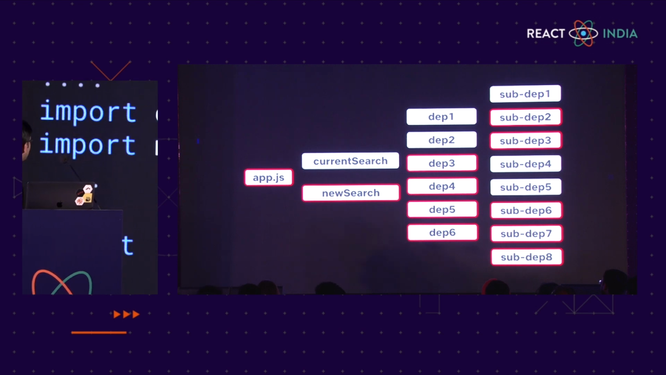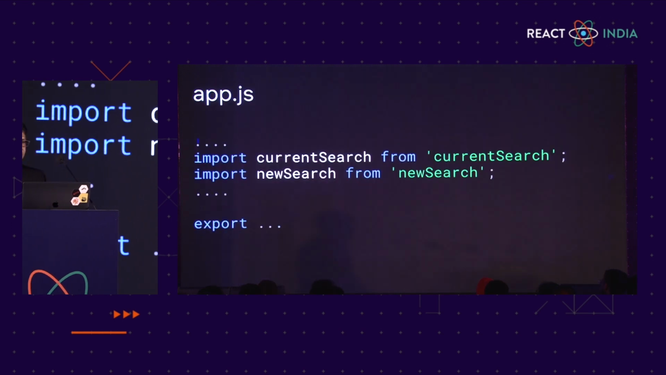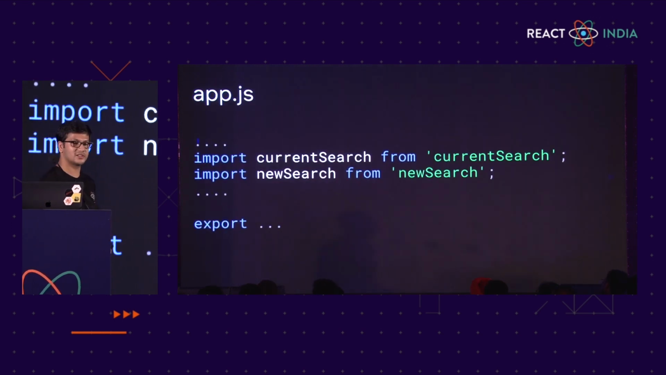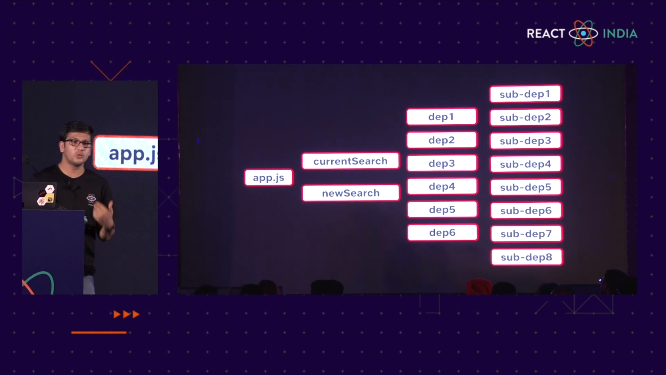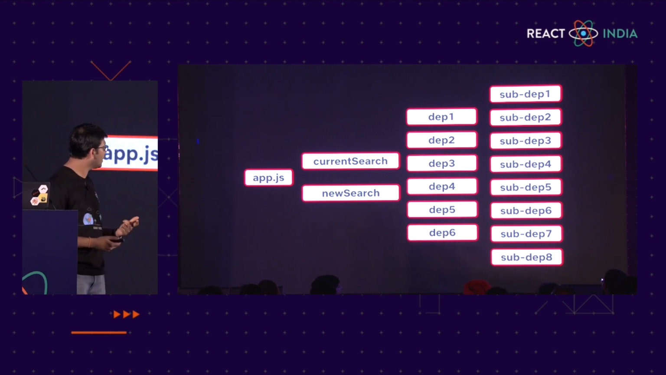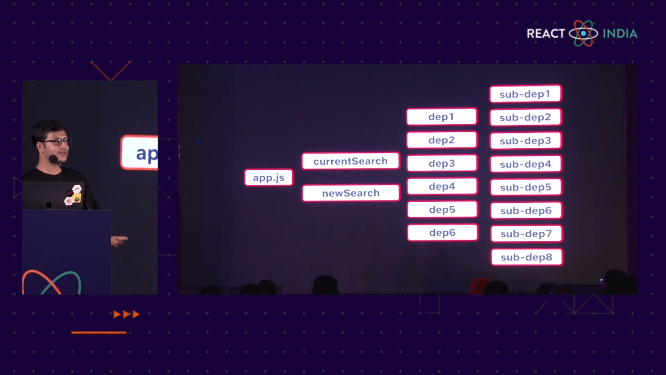In the code, you have something like, okay, I'm going to import current search, I'm going to import new search, and then somewhere in the code, in your render function, you have this if condition, and you just show one of the search components, right? That's usually how most people do. But what that also means is that you need to have all these files in your JavaScript bundle, because we do not know beforehand which component you are going to render. So you need all these files to be present, right? So at this point, do you guys see some problem out there?